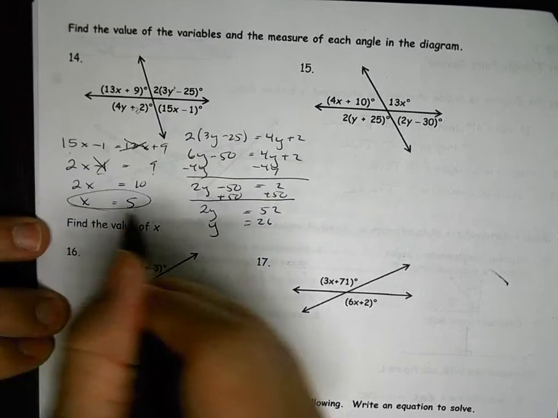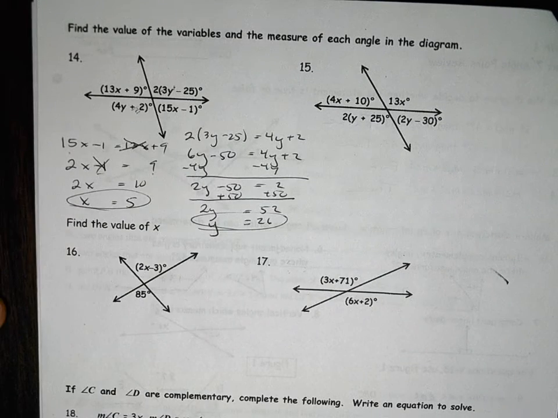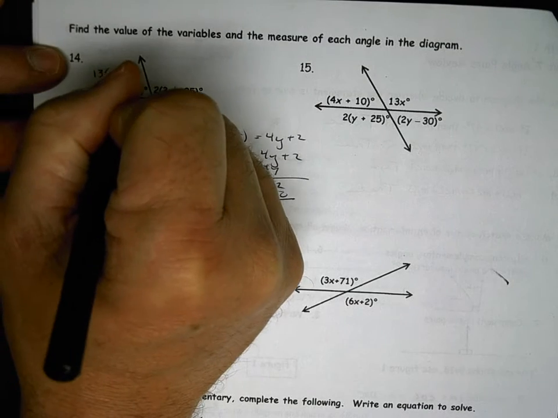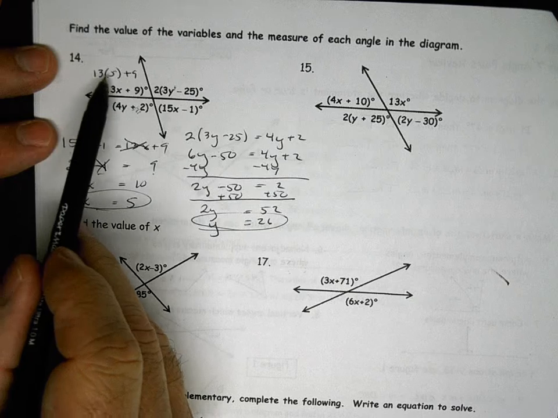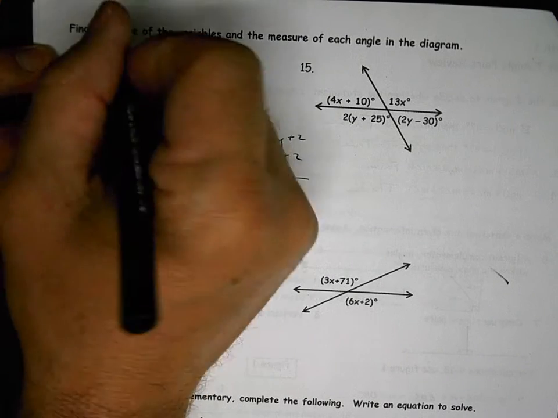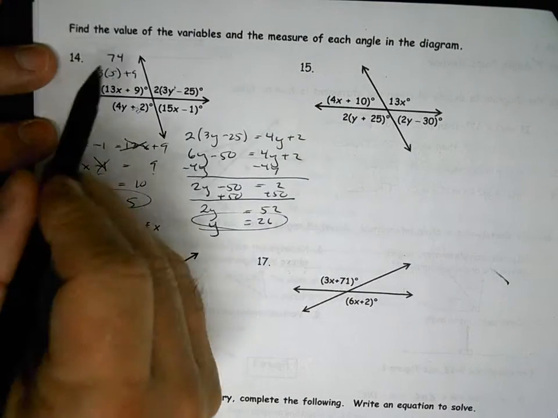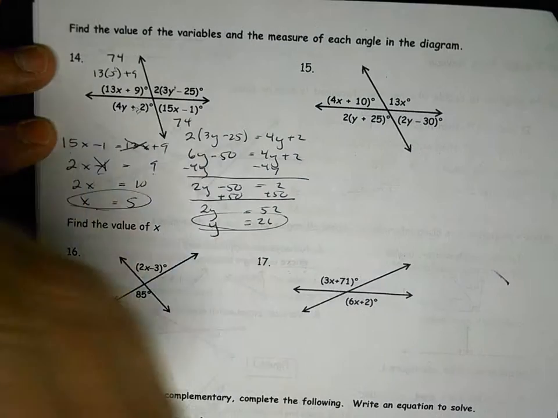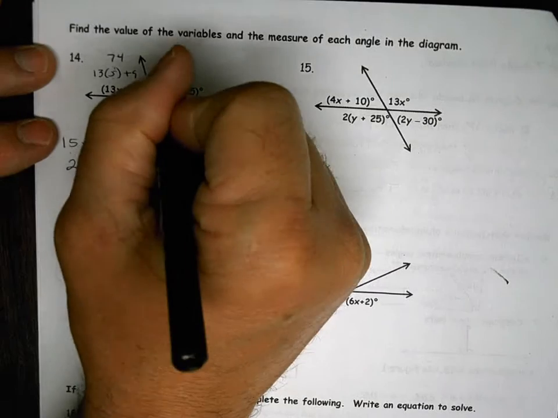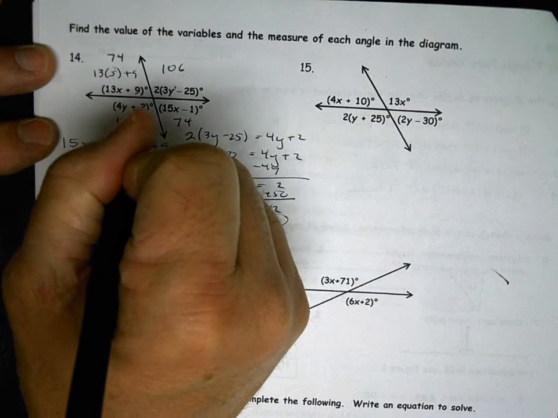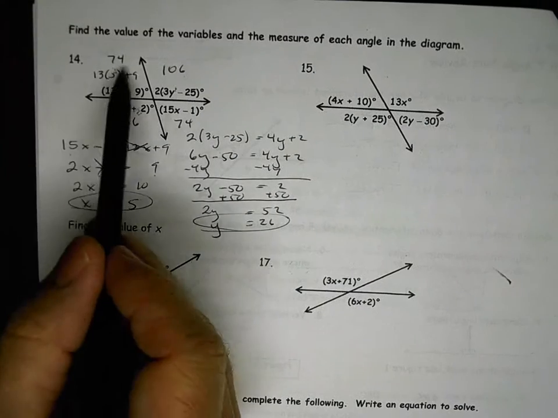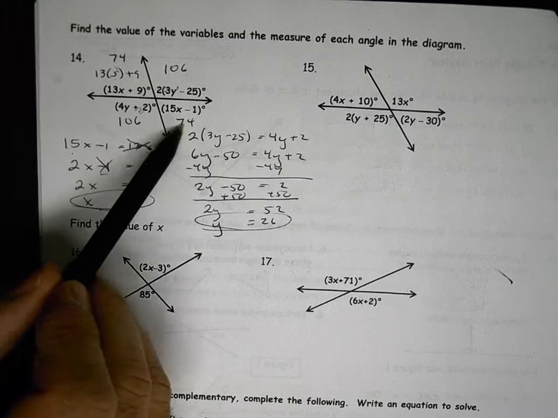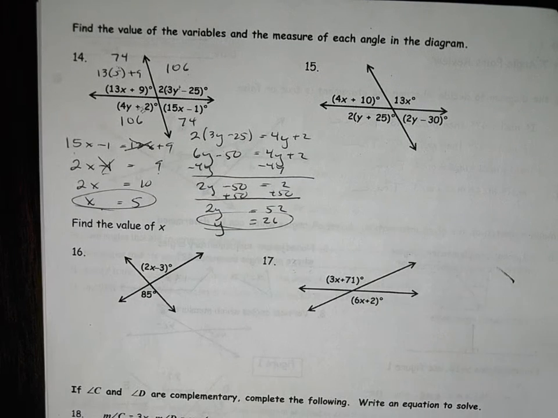So we found x and we found y. So the nice thing is we just have to find one angle. So 13 times 5 plus 9. Well, 13 times 5 is 65 plus 9 is 74. The nice thing, if this is 74, this guy is 74. You can plug it in and figure it out for sure if you want. If this guy is 74, this guy's got to be 106, which means this guy is 106. Because supplementary angles, vertical angles, supplementary angles. Okay, moving on to number 15.